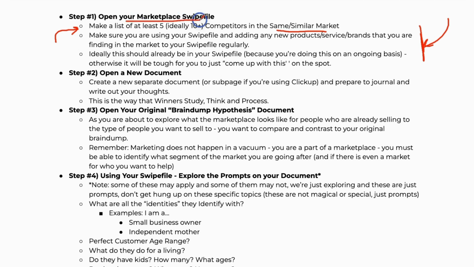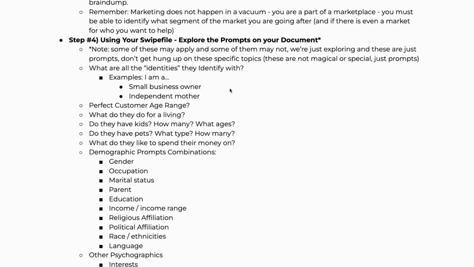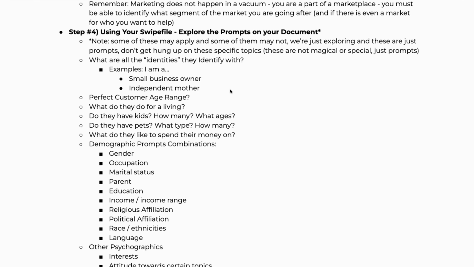So you're going to open up your marketplace swipe file. You're then going to open up a new document, regardless of whether that is on ClickUp or a journal or a Google document or whatever, okay? And then what you're going to also do is you're going to open up your original brain dump hypothesis document, okay? And then what you're now going to go ahead and do is explore the following by looking at the marketplace, okay?